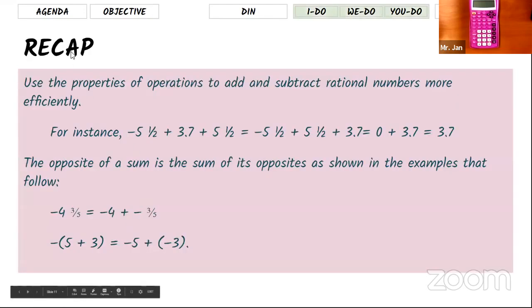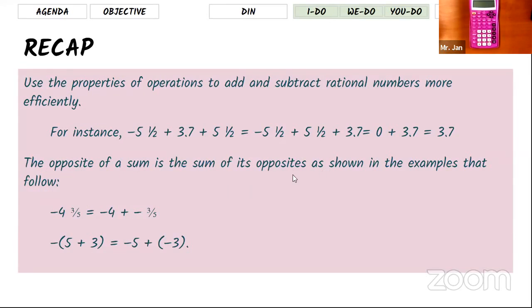Let's go back. This is the review for today's lesson: use the properties of operations to add and subtract rational numbers more efficiently when we know them. For example, negative 5.5 plus 3.7 plus 5.5. There are two numbers that are very similar with opposite signs. You can switch the order by using the commutative property because addition has it, and you can cancel these two numbers and the result will be whatever is left. It's 3.7. Okay.